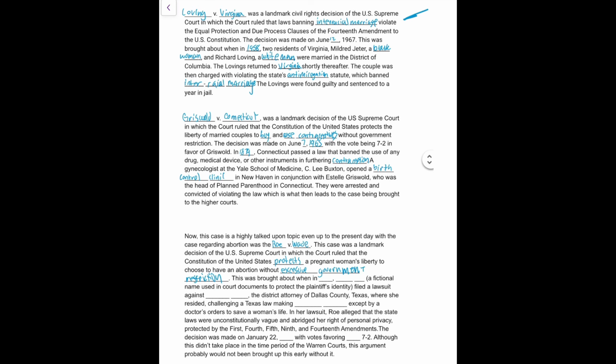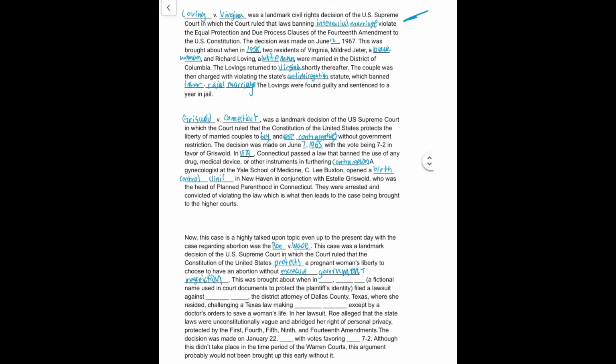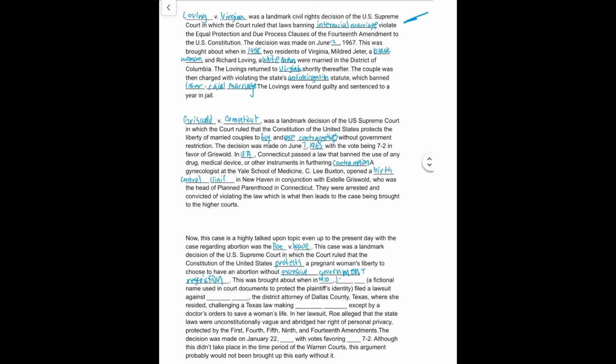This was brought about when in 1970 Jane Roe, which is a fictional name used in court documents to protect a plaintiff's identity, filed a lawsuit against Henry Wade, the district attorney of Dallas County, Texas, where she resided, challenging a Texas law making abortion illegal, except by a doctor's orders to save a woman's life.